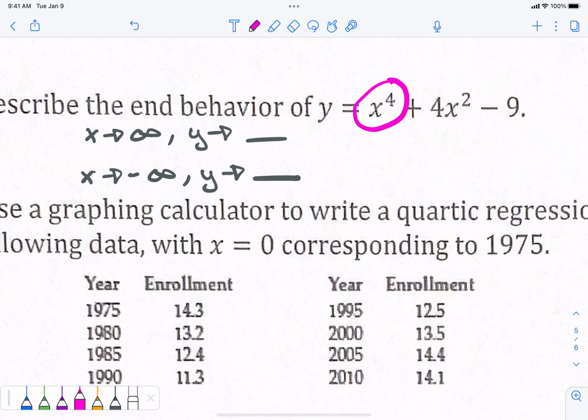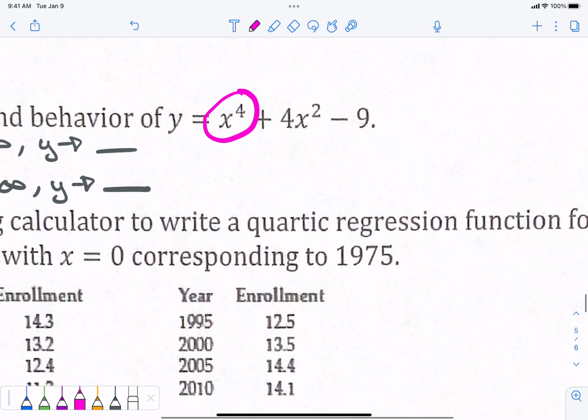First, let's talk about this function. It is a positive, fourth degree. That'd be positive and an even function, okay? So what's it going to end at if it's positive and even?